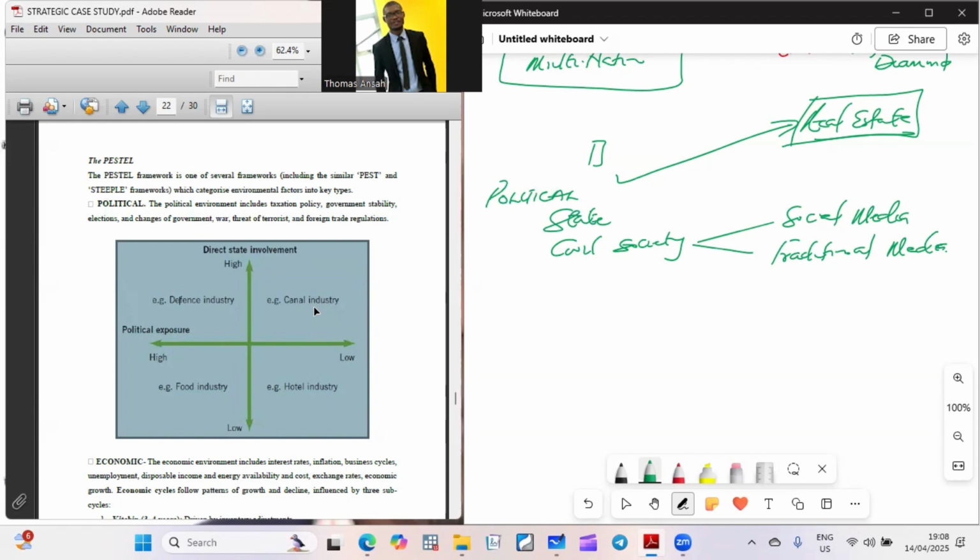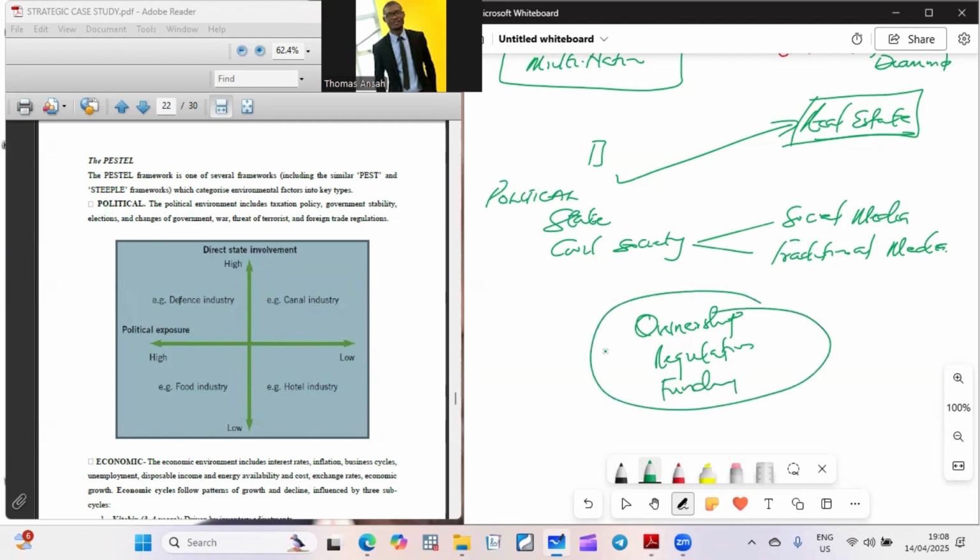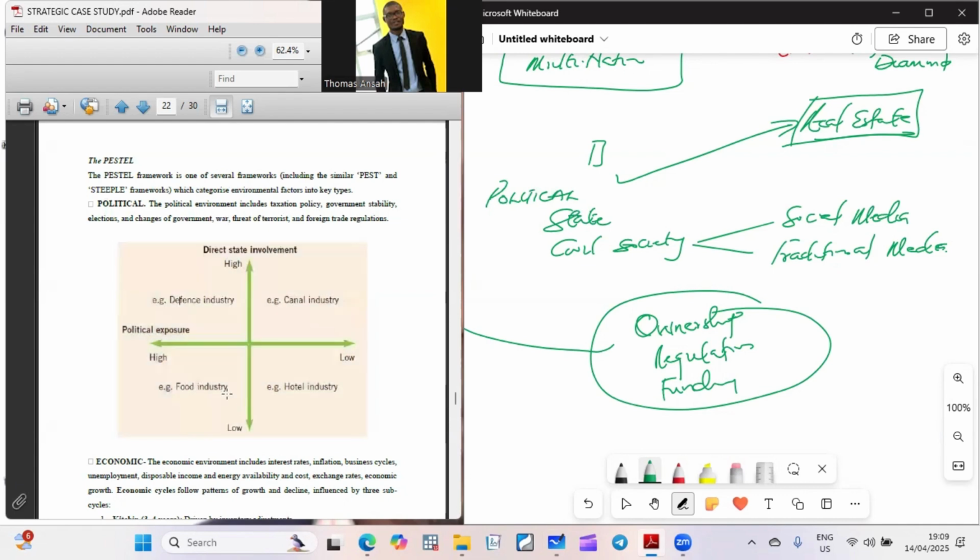So please, when we talk about these things, we are looking at government ownership, state ownership in it. We are looking at state regulative power. So we are looking at the regulation, and is the state funding them? These are the things I am looking at when I talk about state involvement. Hotel industry: how often do you see the state involved in the hotel? It's very low. Food industry, because of the FDA and things, there is a little state involvement. All right. So that is that.